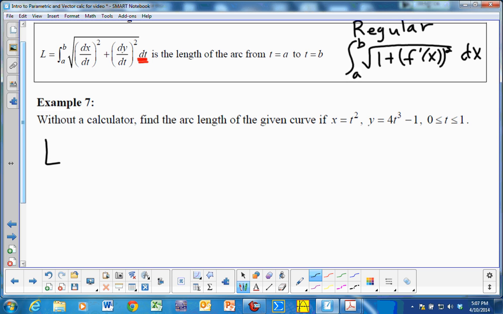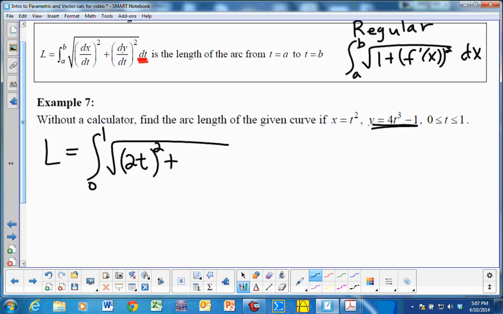So that means that the length is going to equal, we are going to integrate from 0 to 1, because those are the values that I was given there, square root of dx/dt, the derivative of x with respect to t, which would be 2t, squared, plus the derivative of y with respect to t, which is 12t squared, and then I have to square that, and then this is dt.